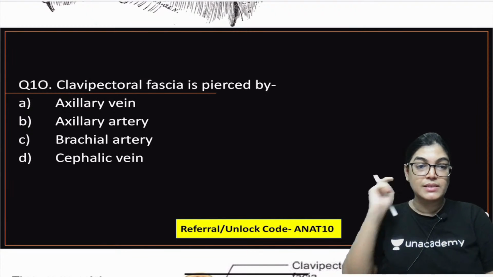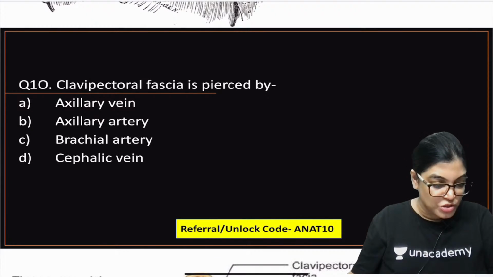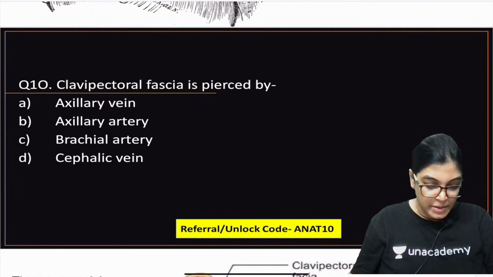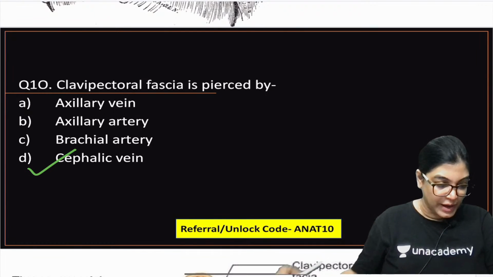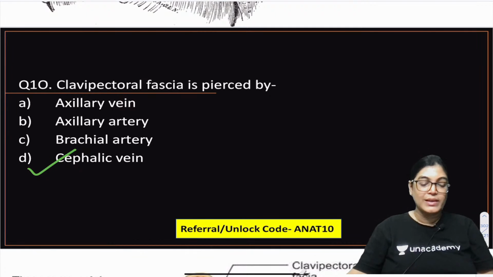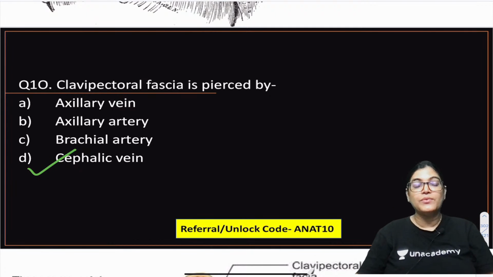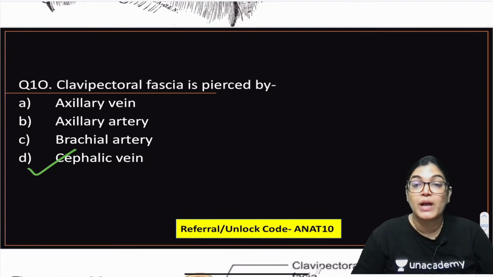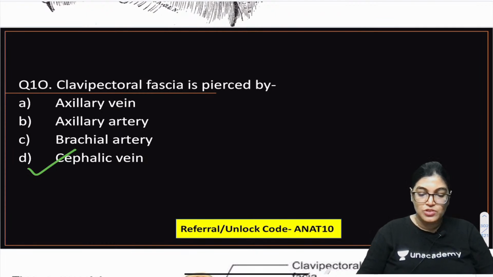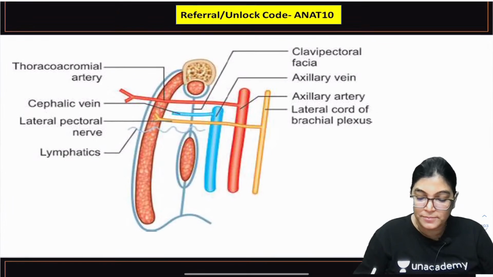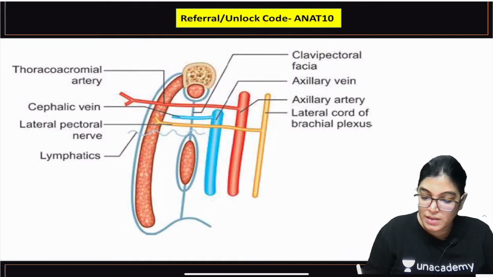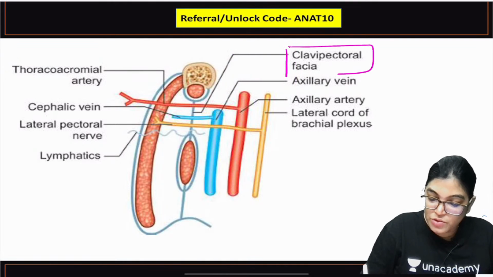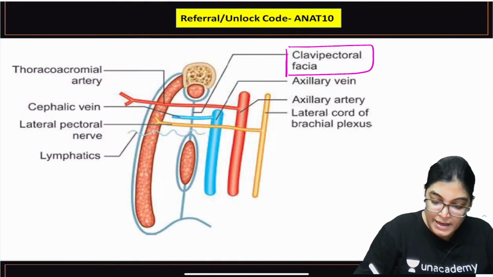Four structures pierce the clavipectoral fascia. One of the structures is mentioned here with a question mark. Axillary artery, one of its branches is piercing, dear. So actually the correct answer is cephalic vein. Yes, cephalic vein is the correct answer. Four structures: cephalic vein, lateral pectoral nerve, lymphatics and thoracoacromial artery. These four structures pierce the clavipectoral fascia. So see here, the structures piercing the clavipectoral fascia have been shown here. This is the clavipectoral fascia. You can see the clavipectoral fascia getting highlighted.